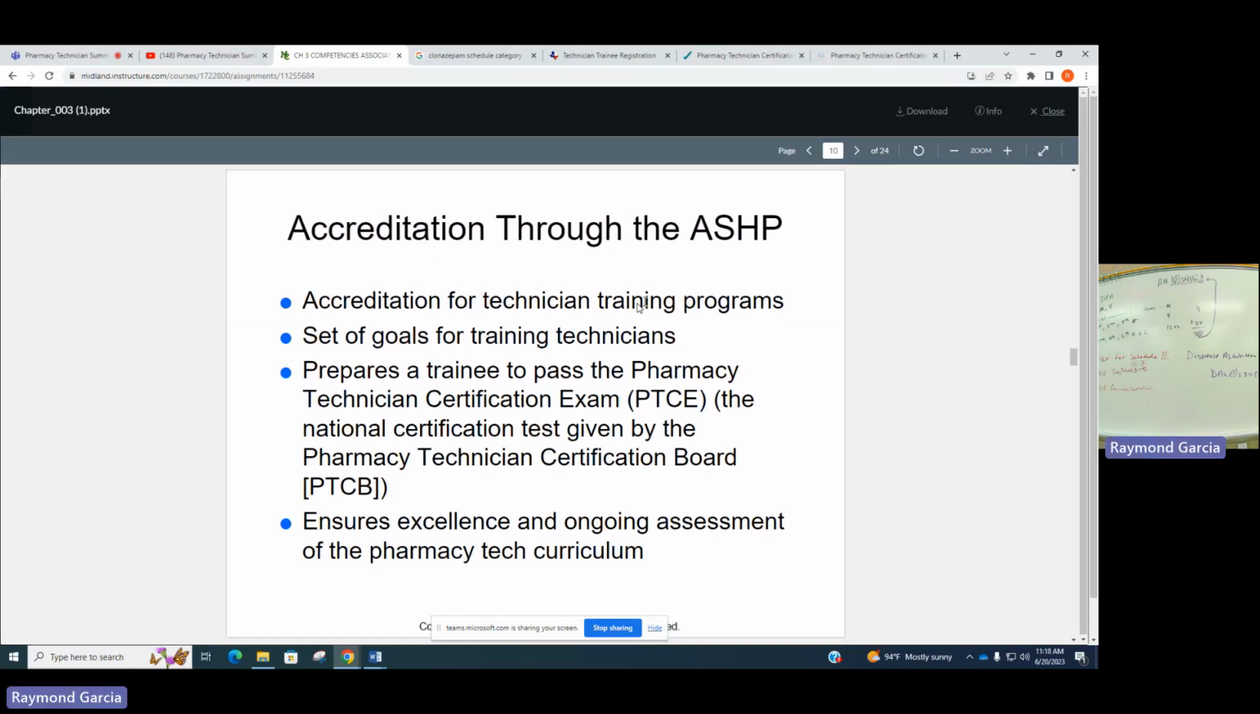PTCB.org. They do the PTCE exam, pharmacy technician exam, and then you also have NHA, and they do the EXCPT. From what I know, PTCB is nationally certified. Only a certain amount of states, unless they change it, honor the EXCPT certification. This ensures excellence and ongoing assessment of the pharmacy tech curriculum.